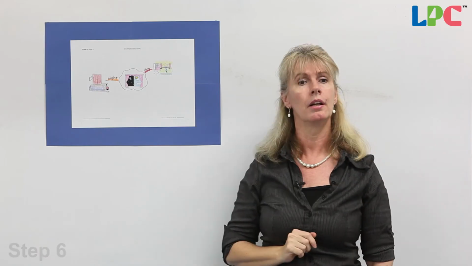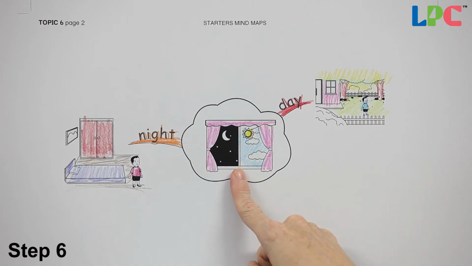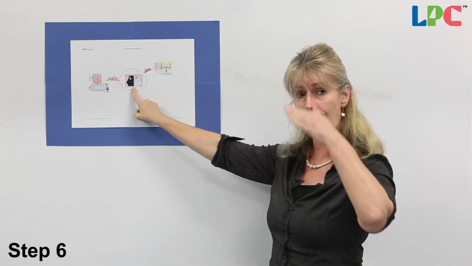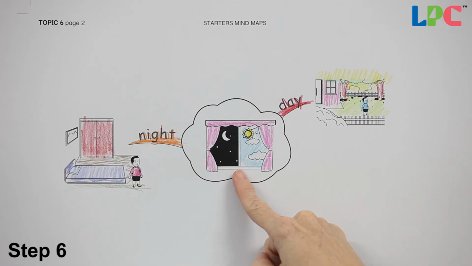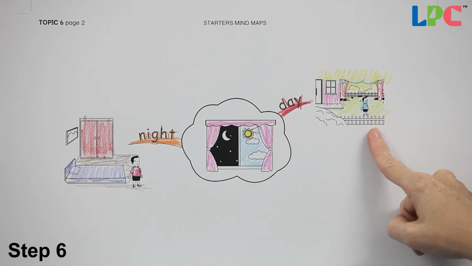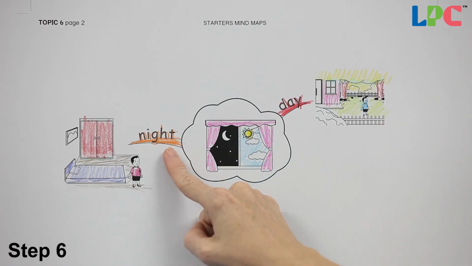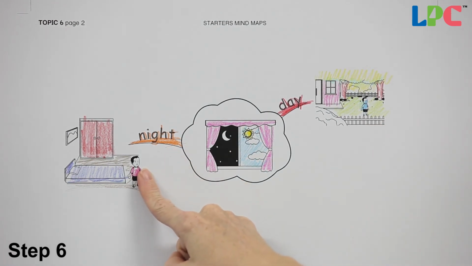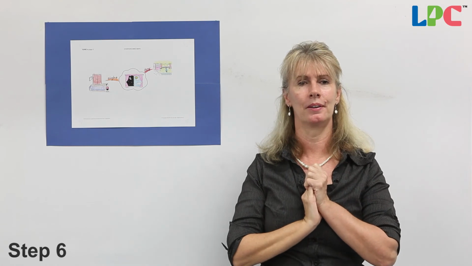Very good. Now it's your turn. Reading finger on night and day. Close your eyes and go. Night and day. Day. Bill is in the garden in the day. Night. Bill is in his bedroom at night. Very good. Well done. Good job.